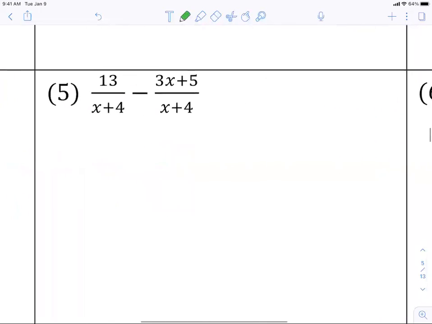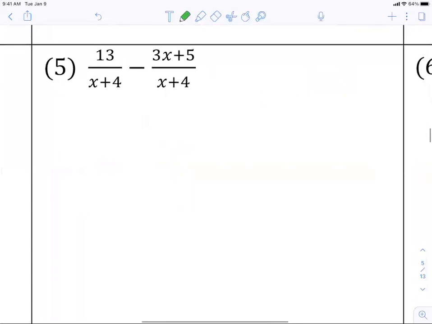Now let's look at ones that are a little more fun. Well, let's have you guys try one. I want you guys to right now try number 5. Find a common denominator and then tell me what the simplified answer would be. Go.